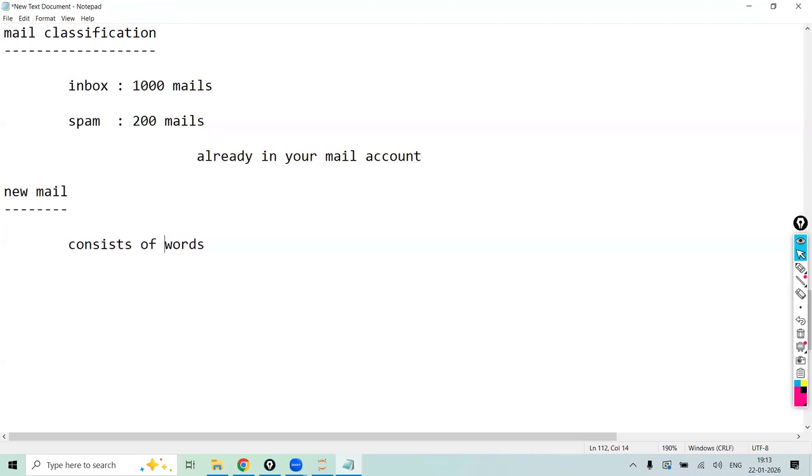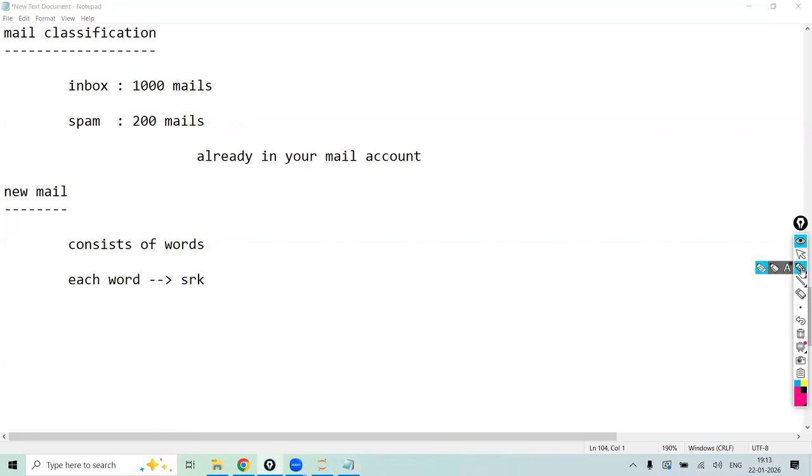So what is the new mail you are having? It consists of words. And what are the words it consists of? Take each and every word. For example, let us take the word SRK. That word might be available in the spam mail, and that word might be available in the inbox mail.